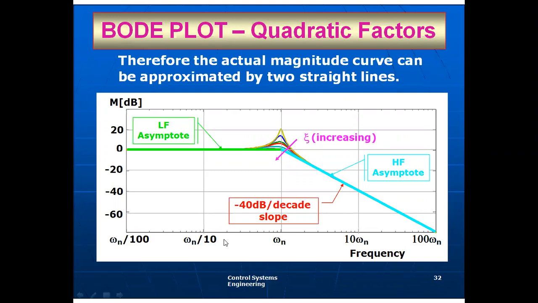In this second order case, you will get a small oscillation at the starting point. When omega equals omega n, there will be a small oscillation, some peaks you can see here. It depends upon the damping factor value. But after that, you will get a slope of minus 40 decibel per decade.